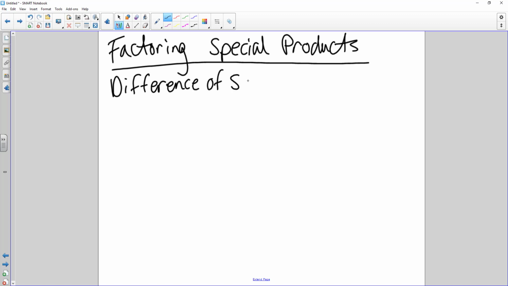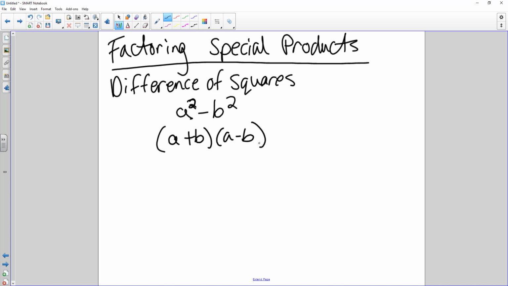And it's called that because, just like it sounds, it's going to be subtraction of two things, and it's going to be two things squared. A squared minus b squared. So a squared minus b squared is a plus b, a minus b.